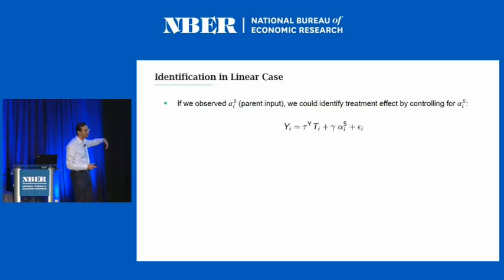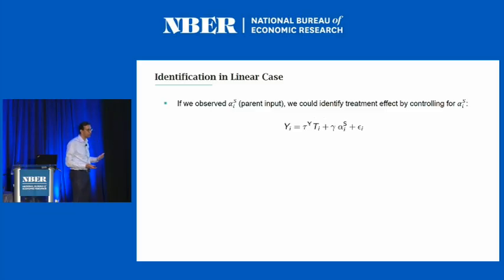So to see that, I find it useful to think in two steps. Suppose you observed alpha is, in this example, the parental input directly. So suppose you actually just saw those parental inputs. Then obviously, under the assumption that we've just made, that the remaining residual variation epsilon I is orthogonal to treatment, conditional on alpha is, you could just run this regression with OLS, regress long-term outcomes on treatment, control for parental inputs, and under the assumption we've just made, you're going to get a consistent estimate of tau y, right?